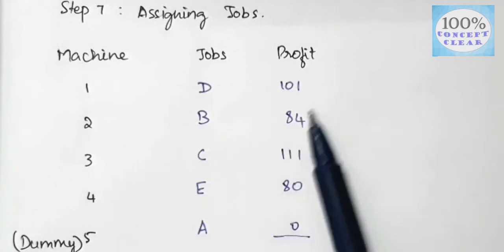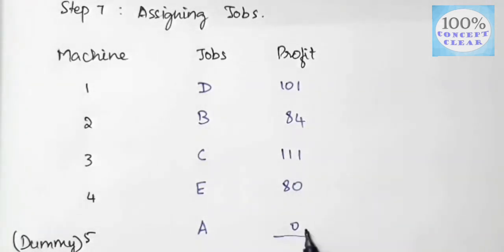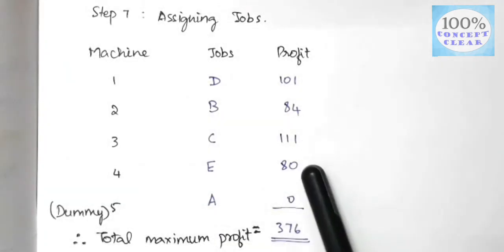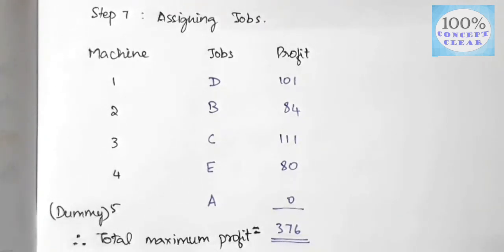Now we should add all these: 101, 84, 111, 80 plus 0. So by adding up 101, 84, 111, 80 plus 0, the answer is 376. Therefore, the total maximum profit is 376.